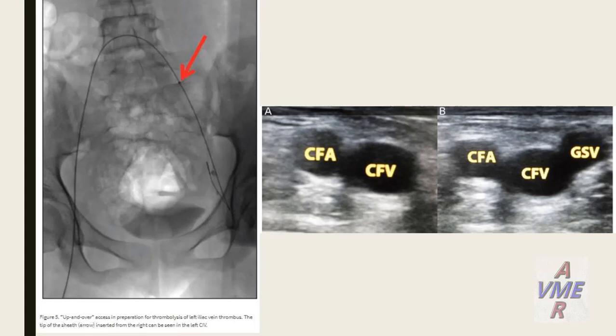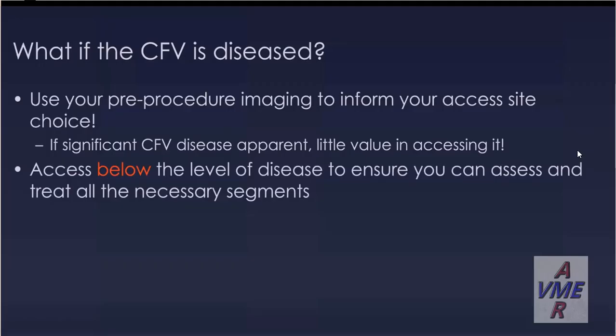The main challenge is valves. This is the common femoral artery, and this is the common femoral vein. In this transverse section of the ultrasound, we see the common femoral artery, vein, and great saphenous vein. What if the common femoral vein is diseased? Use your pre-procedure imaging to inform your access site choice. If significant common femoral vein disease is apparent, there is little value in accessing it. Access below the level of the disease to ensure you can access and treat all the necessary segments.